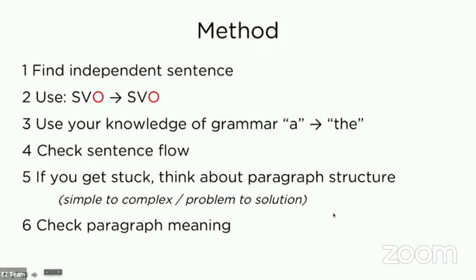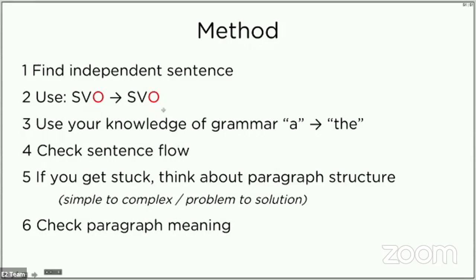What you need to do is find the independent sentence first. There'll be a single sentence that stands alone, a single sentence that does not need the other sentences to make sense. It has its own context, right? After you've found that sentence, which is arguably the most important sentence, you should then think about how you have a sentence like SVO. They're usually simple sentences, right? And then you have your next sentence like SVO.